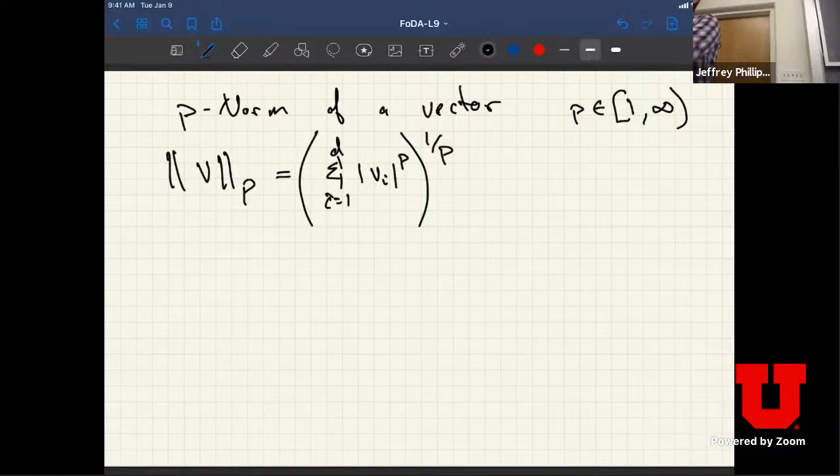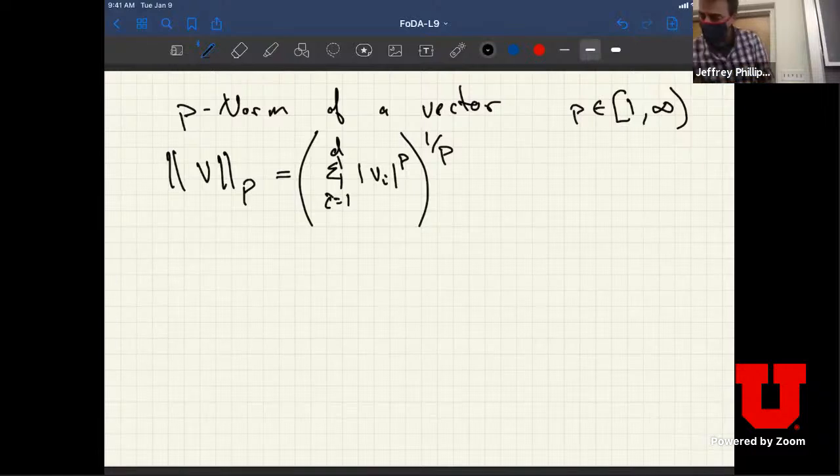If I put the p there, sometimes to be totally clear, I'll write this with the subscript 2 here for a vector. But if you don't see the subscript, you should assume that it's going to be a 2 when it's a vector of a norm. The 2 norm is a very special norm, but these all have nice properties. The 2 norm is the one that measures the straight line distance.